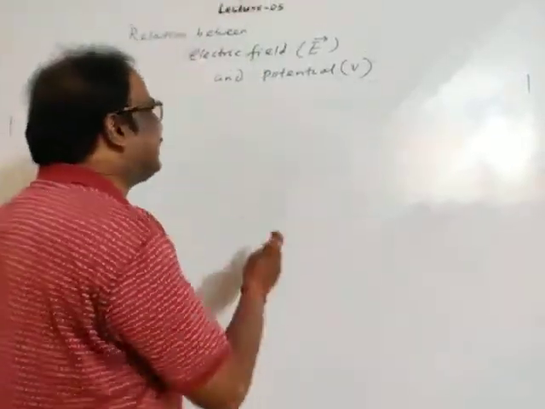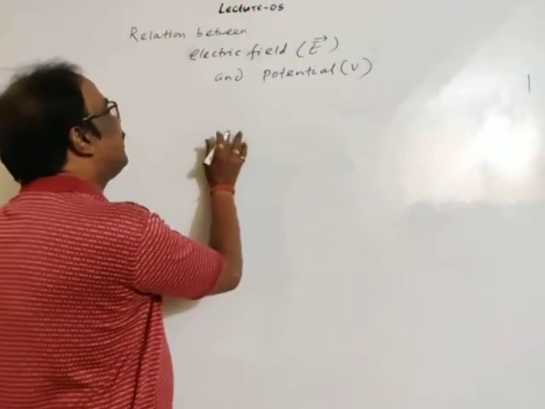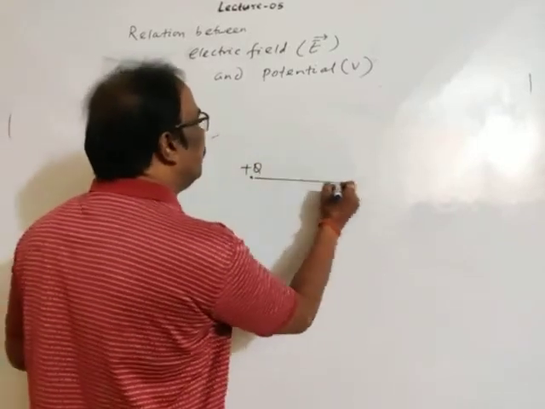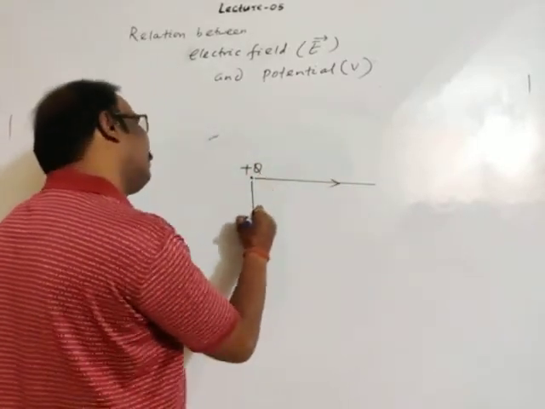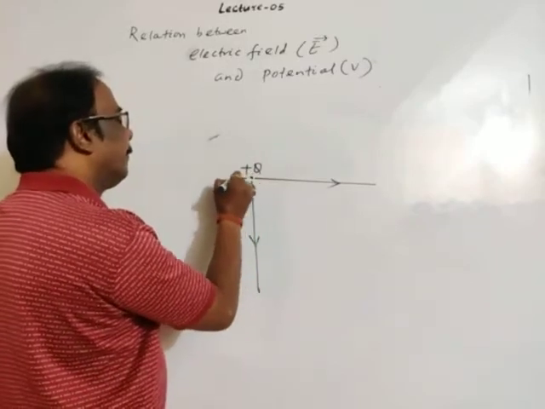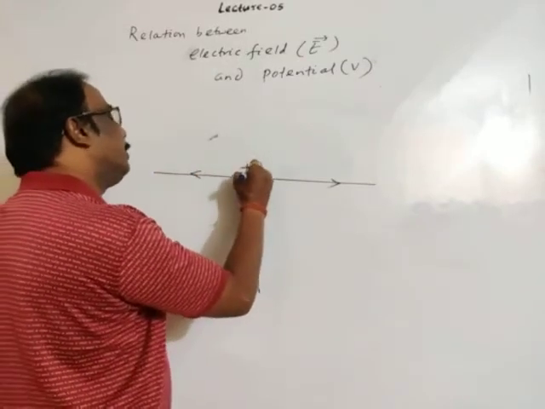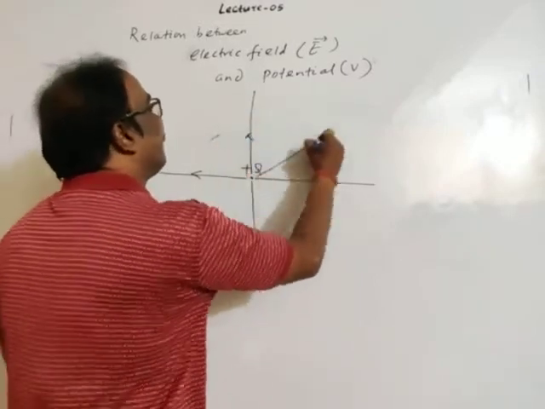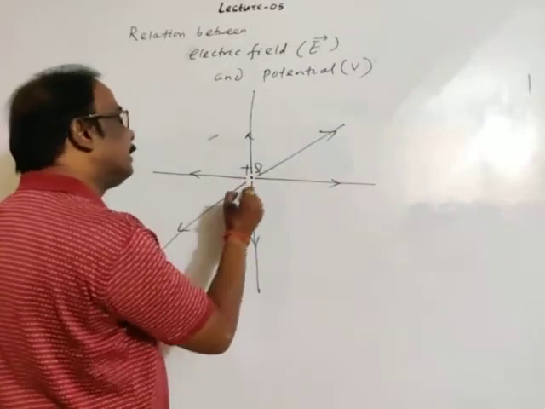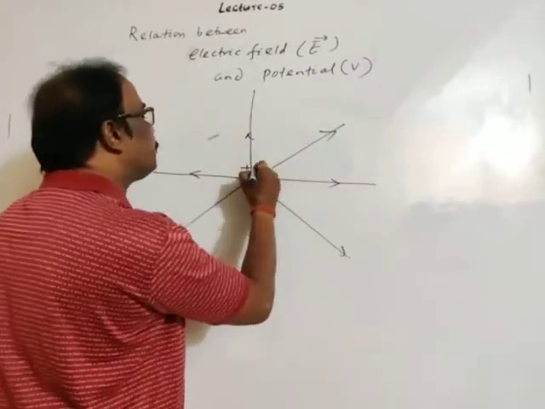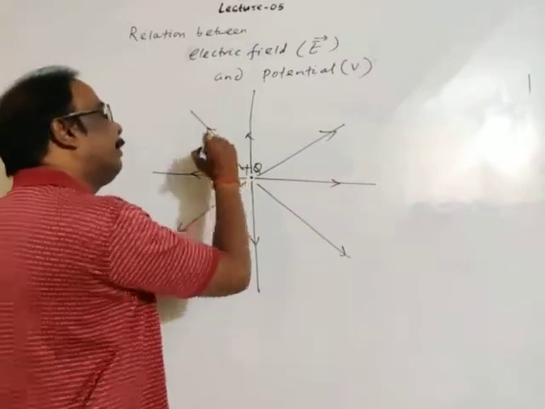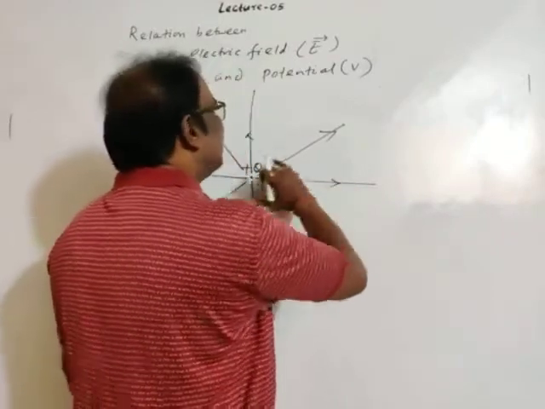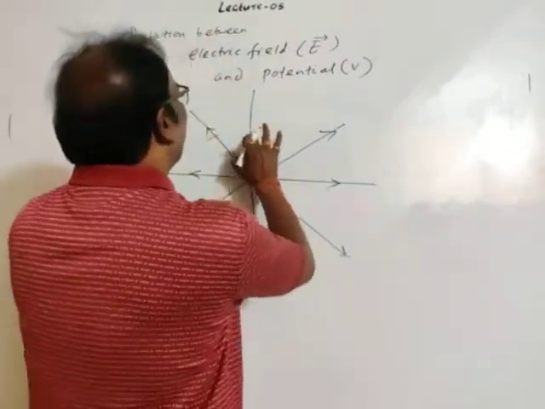Okay, let's consider a point charge. Let this point charge be Q. Let's take a positive charge, and as we know, the electric field produced by the point charge is symmetric in all directions. Electric field is symmetric all around the point charge, and as we know, the range of the electric field is up to infinity. Let's consider all these are electric field lines.